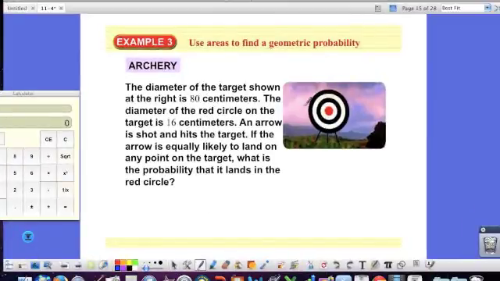The diameter of the target shown at the right is 80 centimeters. The diameter of the red circle on the target is 16 centimeters. An arrow is shot and it hits the target. If the arrow is equally likely to land on any point on the target, what is the probability that it lands on the red target? Understand, in the real world, the likelihood that it lands is going to have something to do with how well you actually shoot the target.